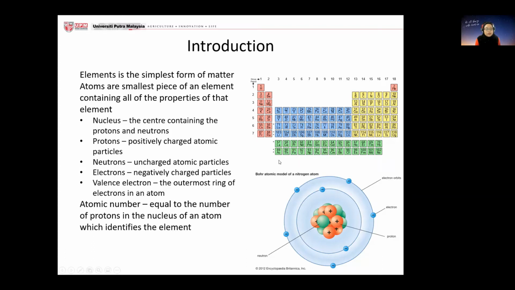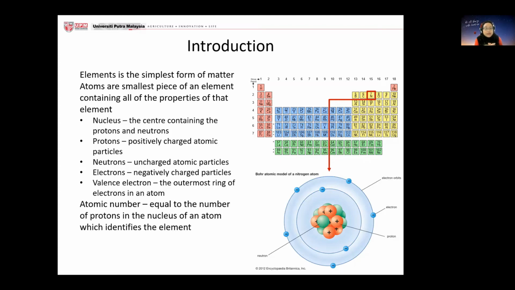This is a Bohr atomic model, taken from the table of elements. So for example, this is nitrogen, and this is a representation of a nitrogen atom. If you count here, 1, 2, 3, 4, 5, 6, 7, so that's 7 protons and 7 electrons.